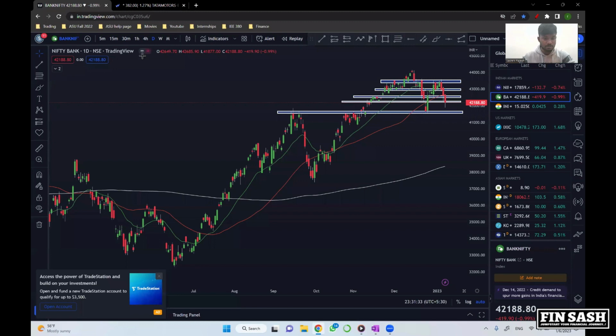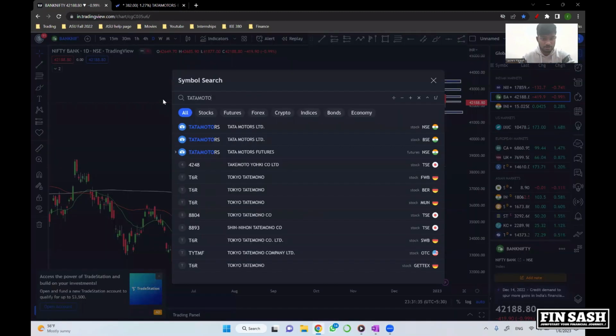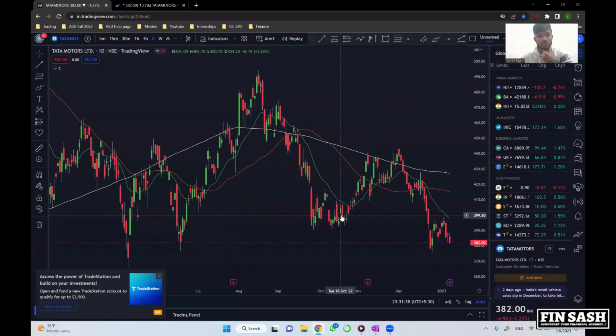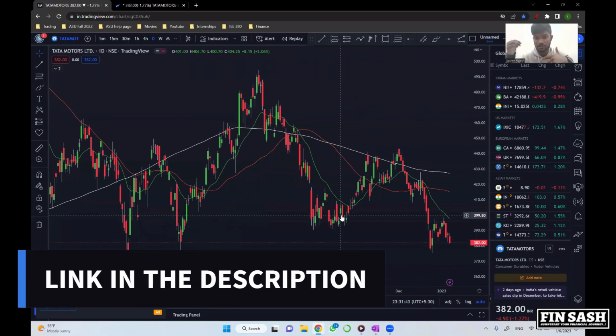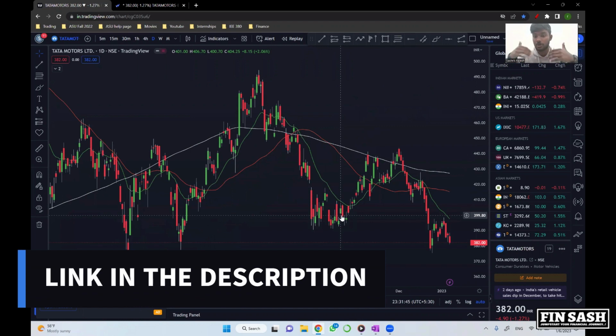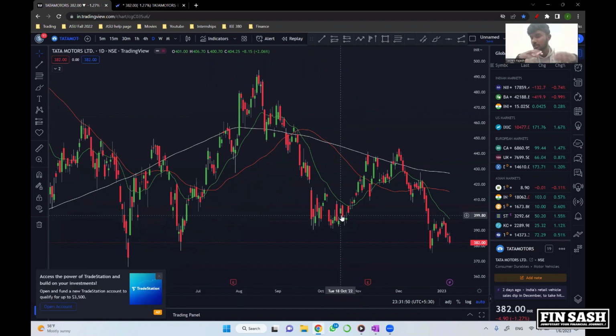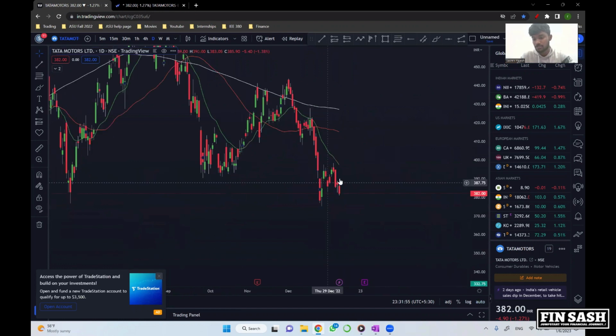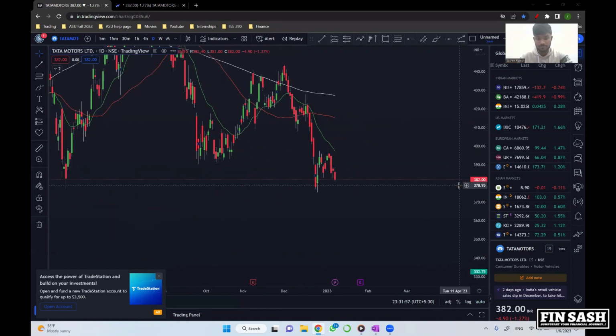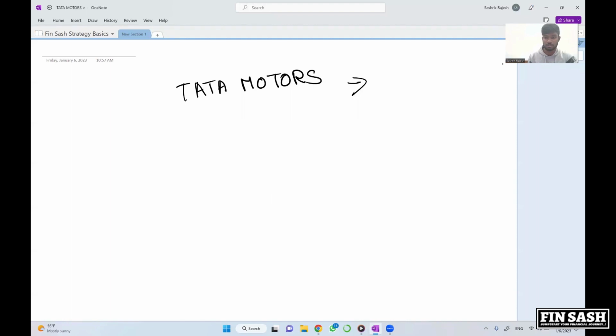let's see. So Tata Motors, and this is TradingView. I gave a link in the description for another video which explains about technical analysis. So you guys can go check that out and watch this video, and you guys should be ready with your basics. So right now Tata Motors, it's at 382. So I'll just round it off to 400 to explain it easily. So right now Tata Motors is at 400, right?